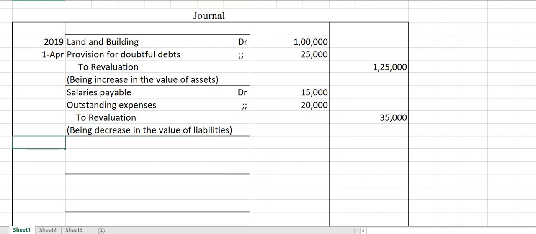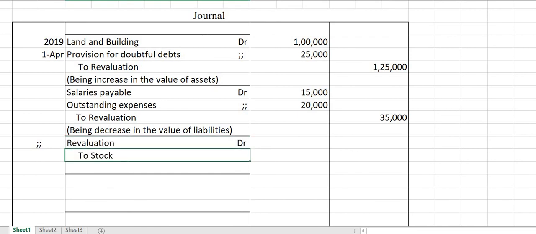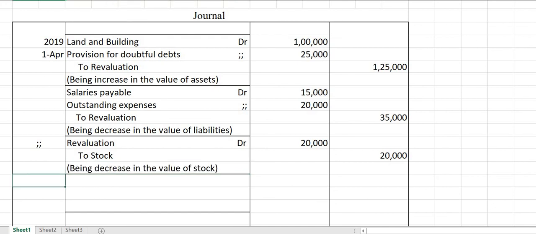Next journal entry on the same date. So liability decrease. Now we are going to see the decrease in the value of stock. In the revaluation account we have debited stock. We can write here revaluation debtor to stock, decrease in the value of stock. How much is the decrease? 20,000 is the decrease. We are writing here that 20,000 and narration being decrease in the value of stock.